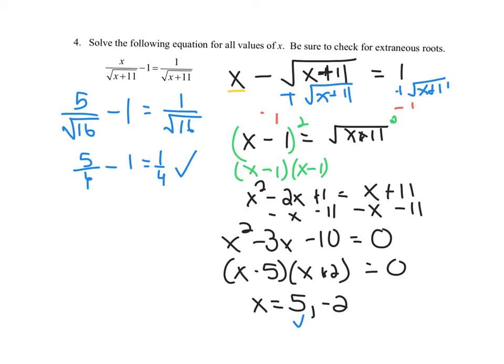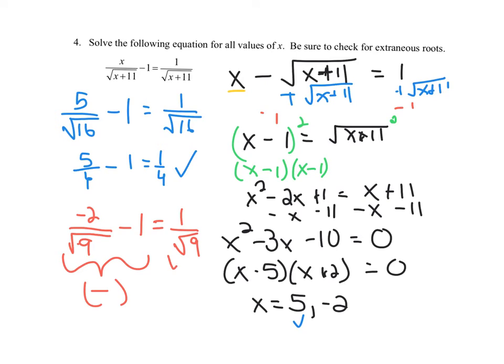If I plug in negative 2, we have negative 2 over the square root of negative 2 plus 11, which is 9, minus 1 equals 1 over the square root of 9. Now if I take a look at what's happening, I can very easily evaluate this, but I've noticed that this side is a negative number. A negative minus 1 is still going to be negative, and this side is going to be a positive number. So there's no way that the left side is going to equal the right side, so negative 2 would be an extraneous solution. So our only solution here is 5.